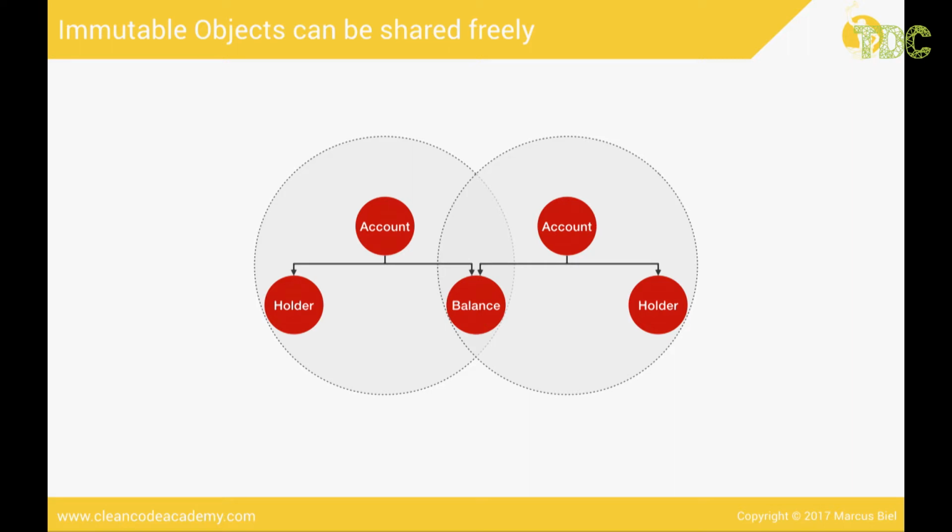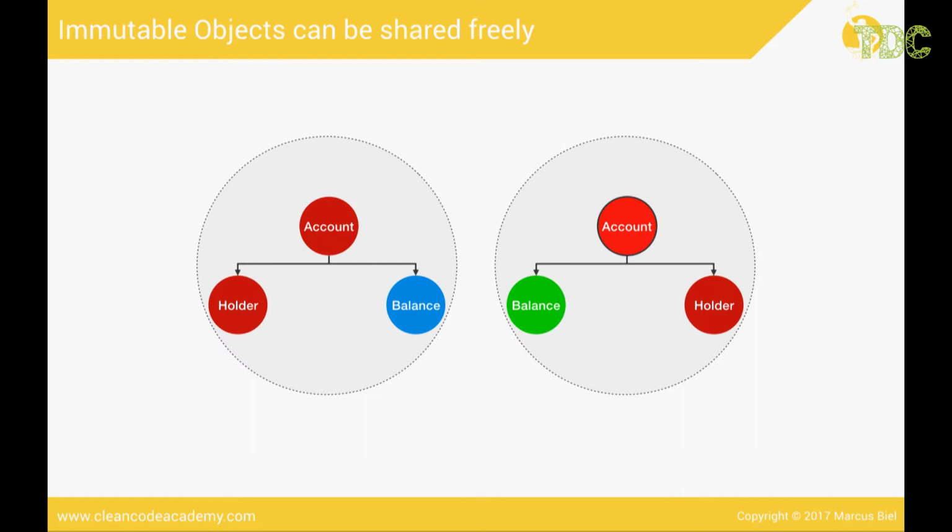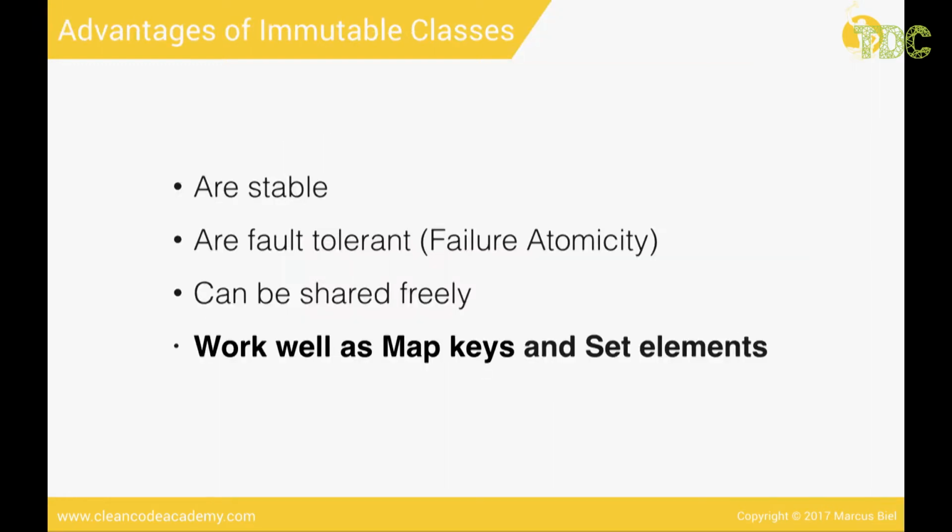And here you have two accounts. At the moment, they're sharing the same balance, because with immutable objects, that's fine. So when the right account changes the balance, this is not a problem, because a new balance object will be created. And so we will not influence any other account. Okay.